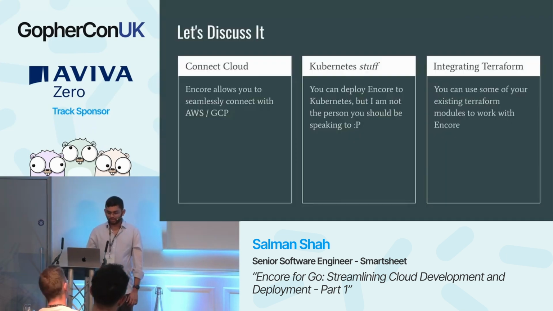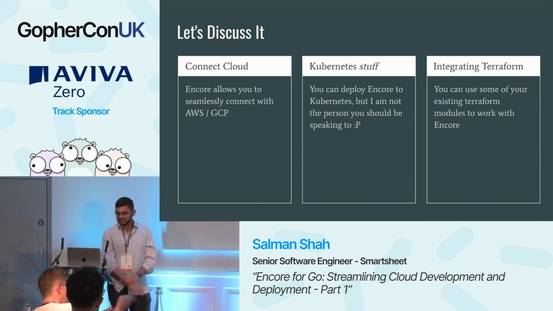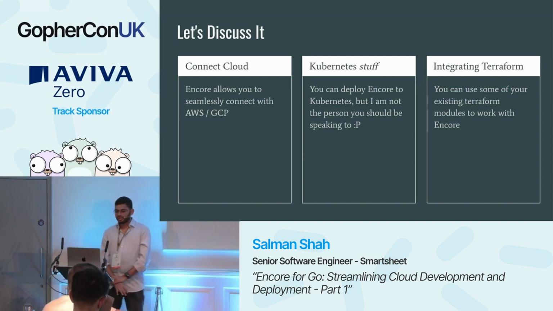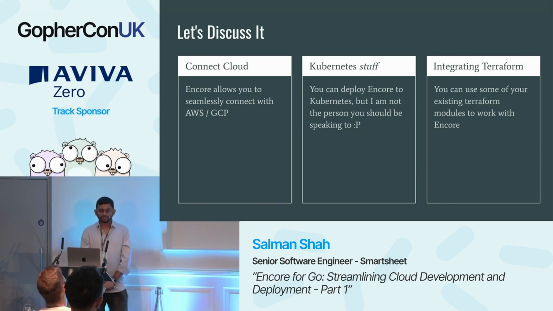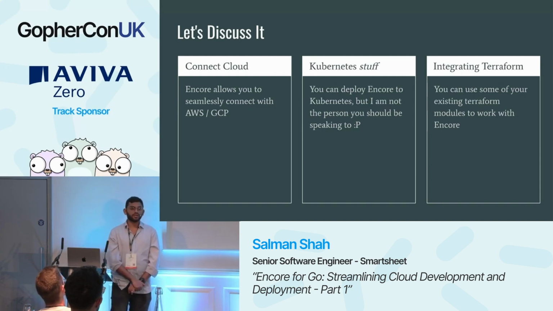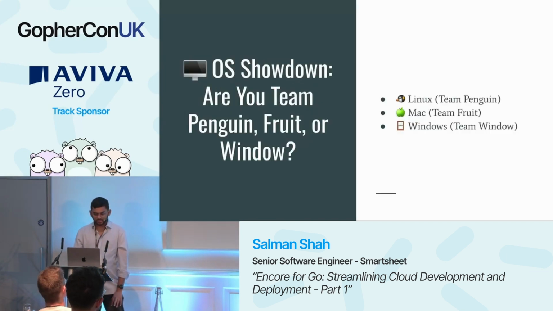What are we not talking about today? If you remember, I told you Encore also allows you to connect with AWS and just deploy to AWS. We're not going to be talking about that. Kubernetes stuff, always a huge rabbit hole there. We've just kept it a bit out of scope. And then you can integrate some of your existing Terraform as well. Terraform does not completely go away when you use Encore, if you're provisioning, let's say, data stores or something of that sort. So that's still going to be there as well.